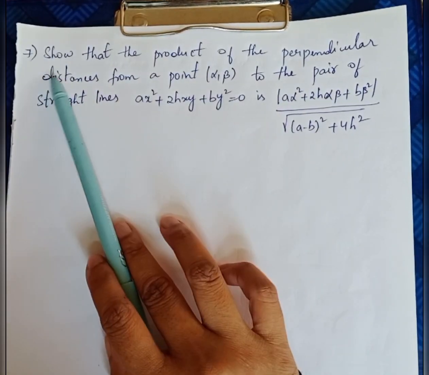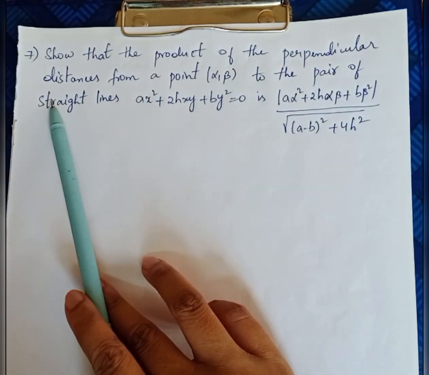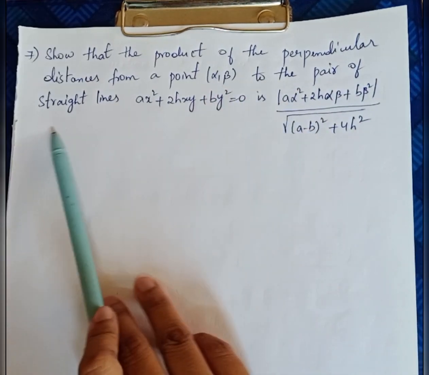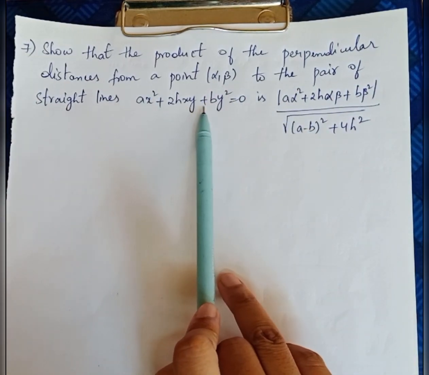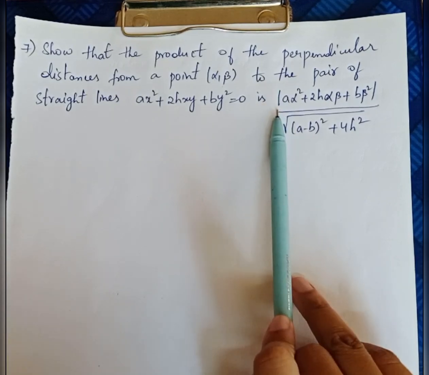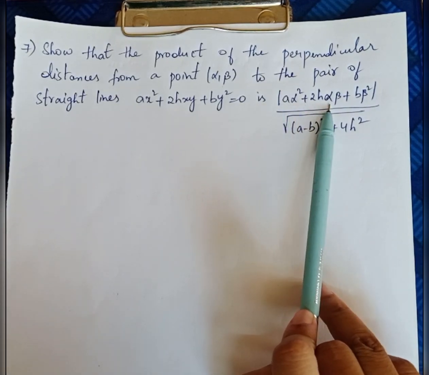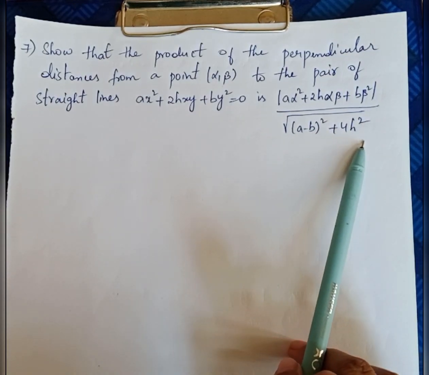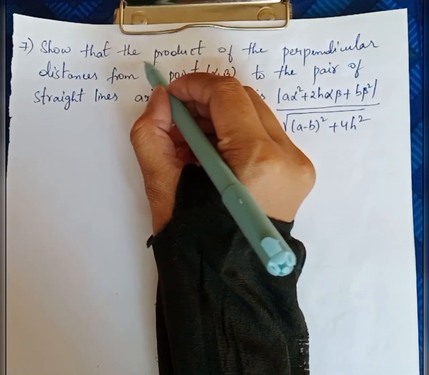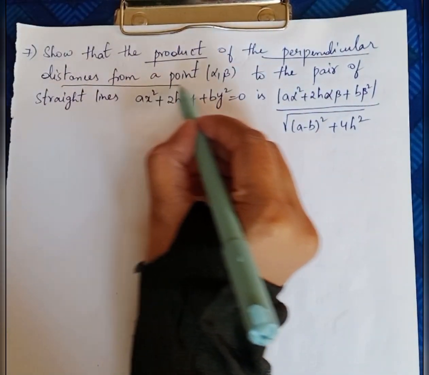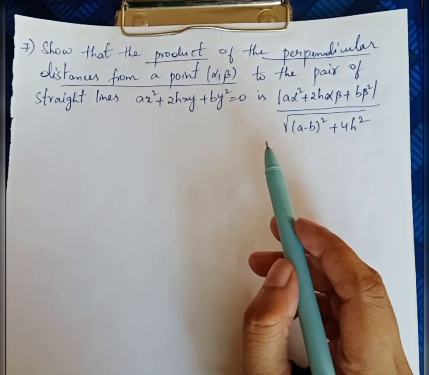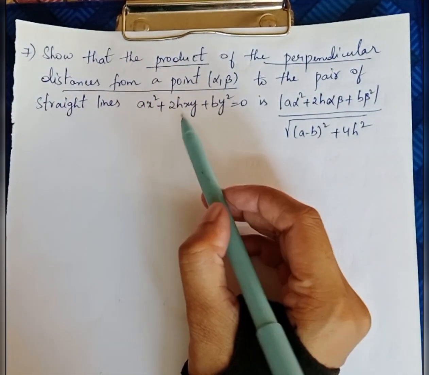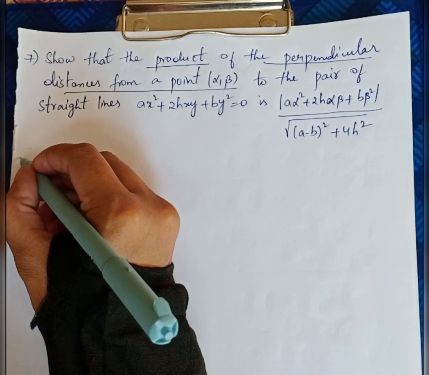So our next question is, show that the product of the perpendicular distances from the point (alpha, beta) to the pair of straight lines ax² + 2hxy + by² = 0 is |a alpha² + 2h alpha beta + b beta²| by root of (a - b)² + 4h². So here it is given as the product of the perpendicular distances. You have to remember the formula of perpendicular distance from any point. First we will consider the pair of lines.